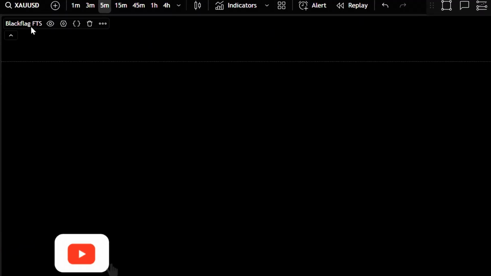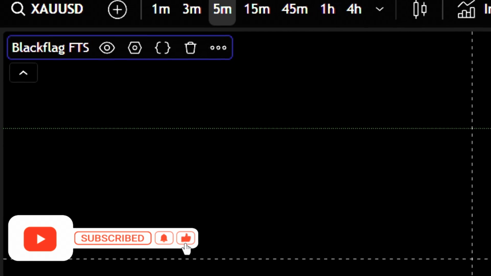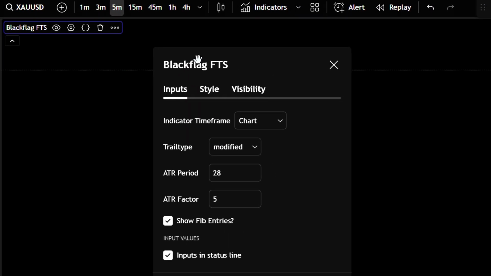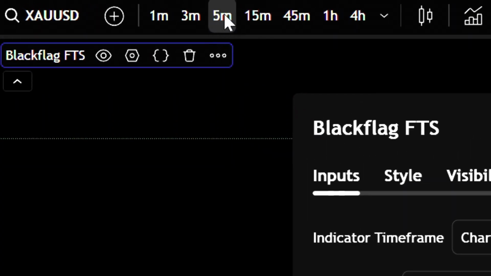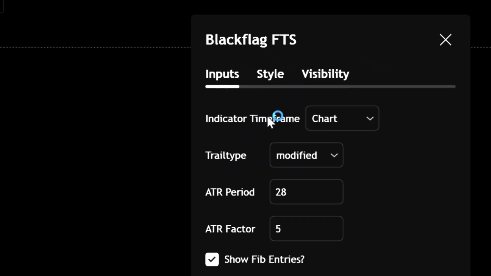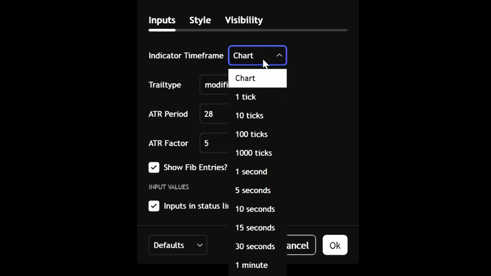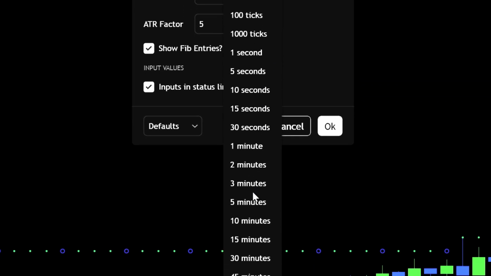Head into the FTS setting window, and in the Inputs tab, you'll see a time frame option. Since we're currently on, say, the gold 5-minute chart, I recommend picking at least one time frame higher for the indicator itself. So for a 5-minute chart, you pick 15 minutes for the FTS indicator. If you're on the 45-minute chart, for example, you can pick an hour or even a 4-hour time frame for the indicator and so on. Just at least one time frame higher.